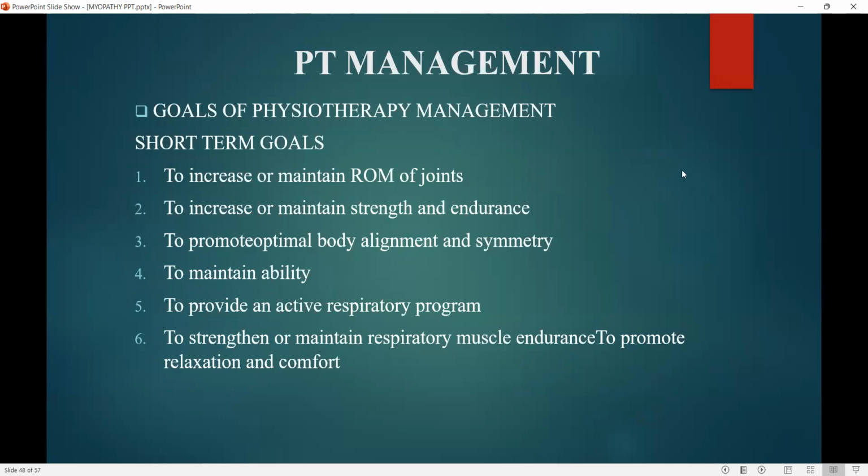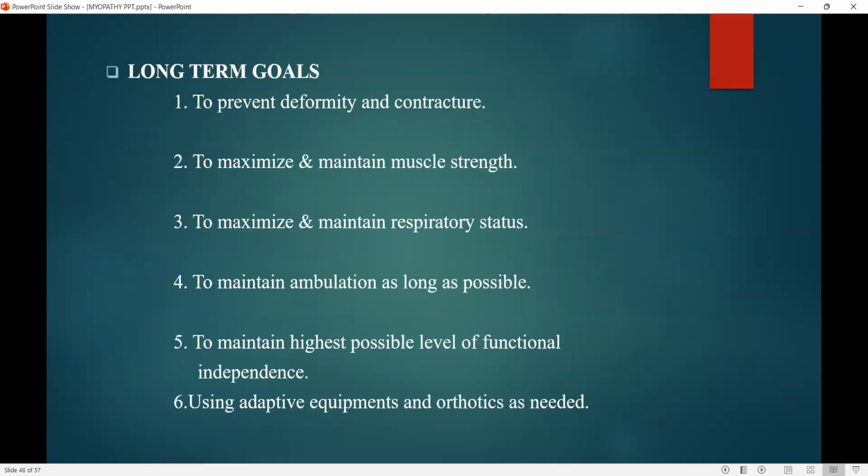The physiotherapy management: the goals of the physiotherapy management are short-term goals and long-term goals. The first two contribute to the short-term goals: to increase or maintain the range of motion of the joint, to increase or maintain strength and endurance, to promote and protect body alignment and symmetry, to maintain ability, to provide an active respiratory program, to strengthen and maintain respiratory muscle endurance, to promote relaxation and comfort.